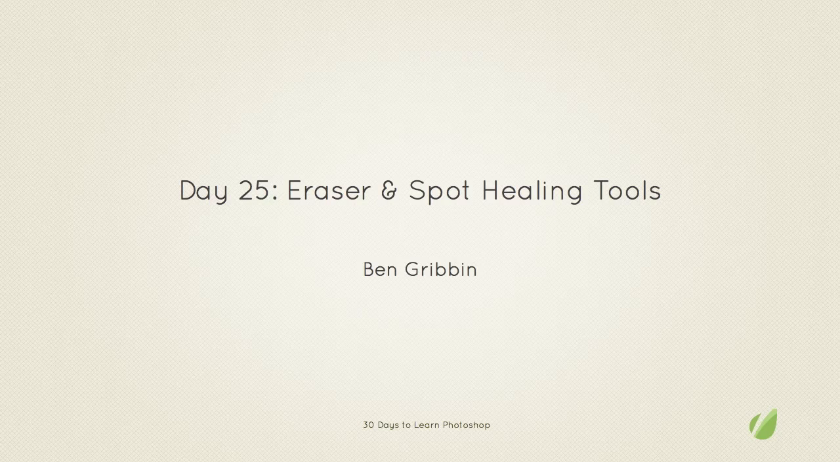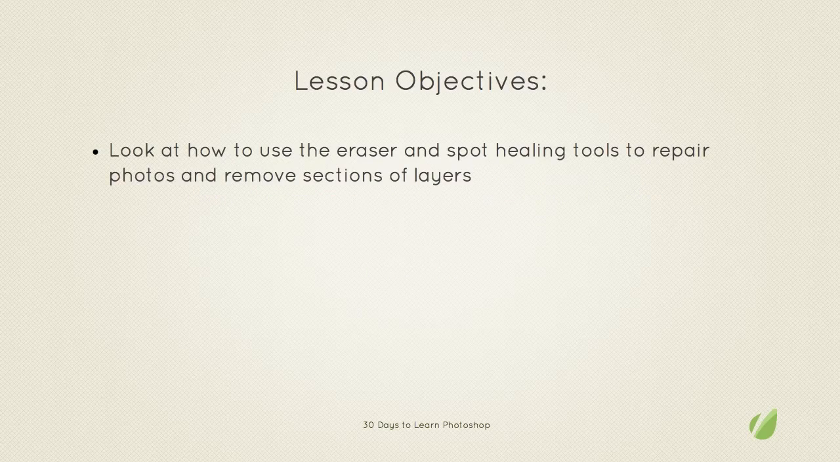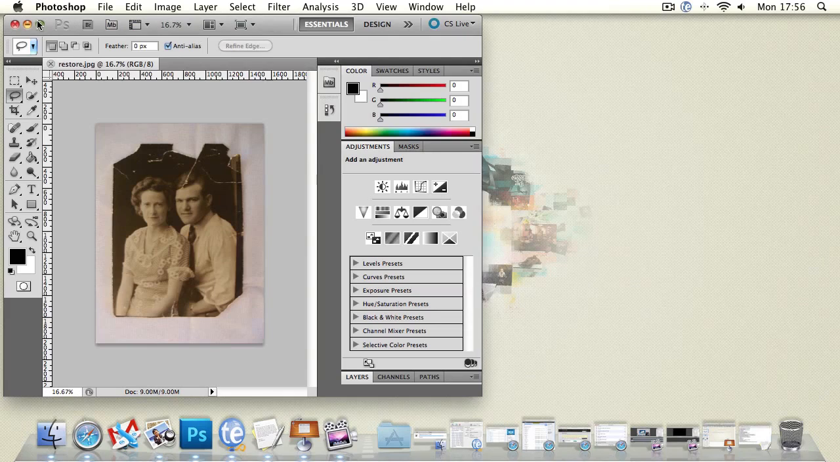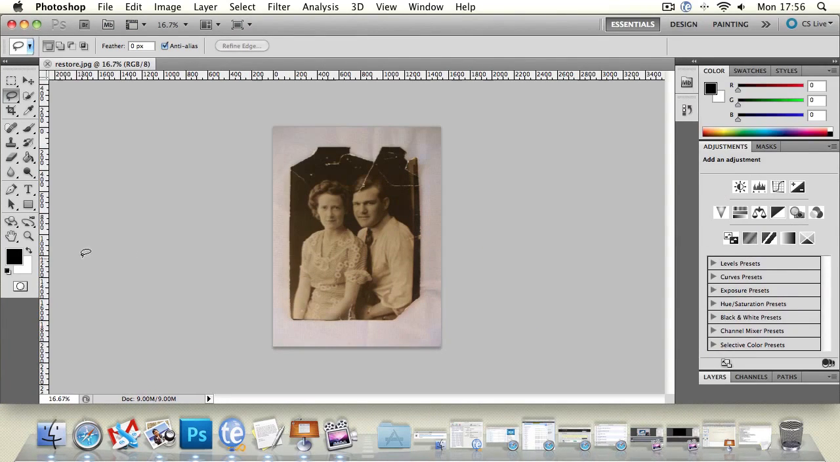This is the Eraser and Spot Healing Tools lesson. My name is Ben Gribbin, and in today's lesson we're going to look at how to use the Eraser and Spot Healing Tools to repair photos and remove sections of layers. So let's jump into Photoshop, and we're going to open up the coarse damaged photograph that we have been using.